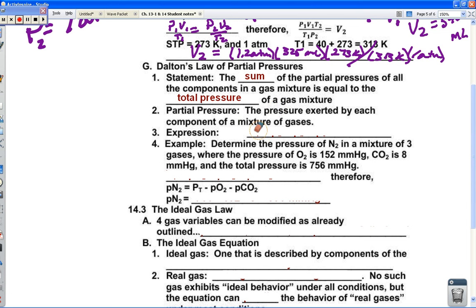The expression is pretty straightforward. The total pressure equals the pressure coming from one gas plus the pressure coming from another gas plus the pressure coming from another gas. In other words, you can calculate all of them separately, and then the total pressure of the gas altogether adds up.